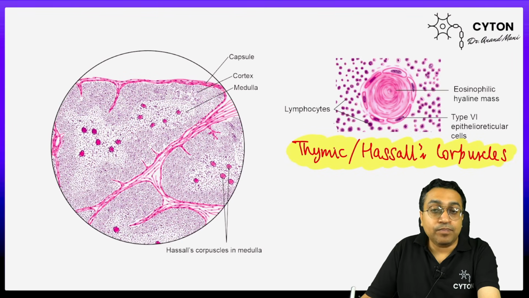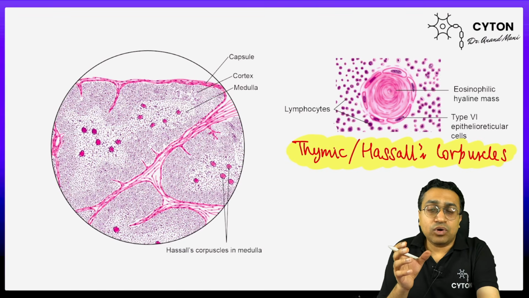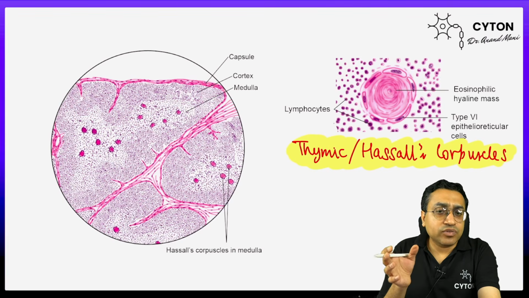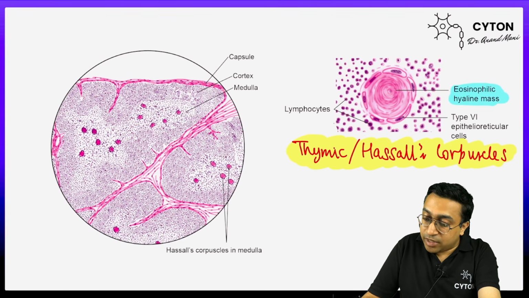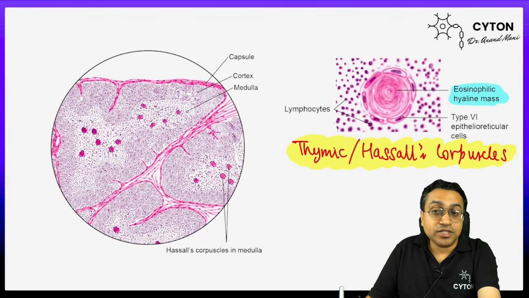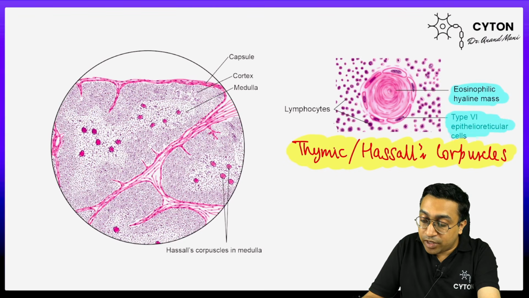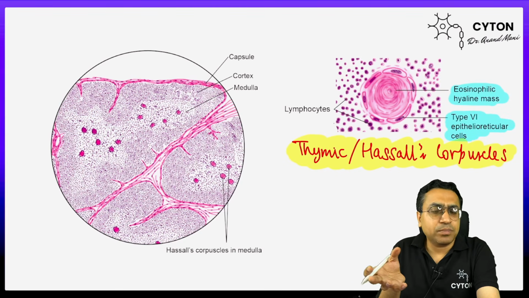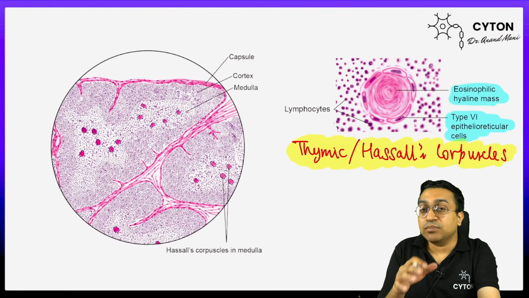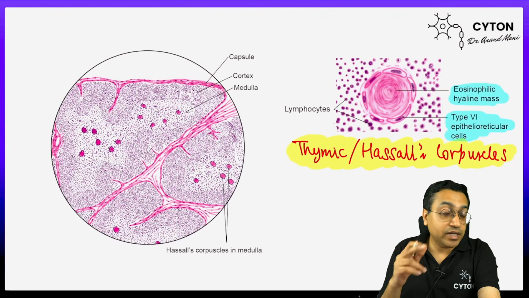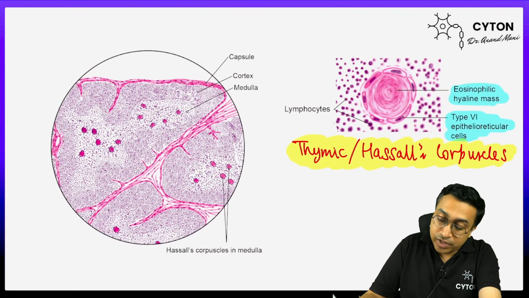These are small rounded or ovoid structures which are present in the medulla. It consists of an eosinophilic hyaline mass, as you can see here. Again, this is an MCQ itself. The eosinophilic hyaline mass at the center is surrounded by concentrically arranged type 6 epithelio-reticular cells. It appears like an onion peel if you see. Hassall's corpuscles represent the degenerating thymocytes, and their number increases with age. So it is very important.